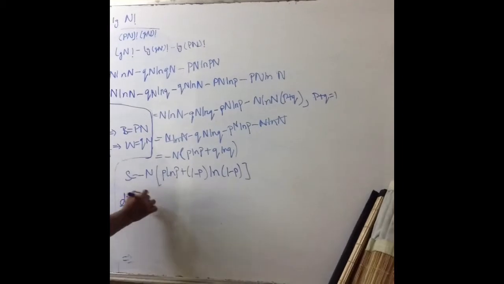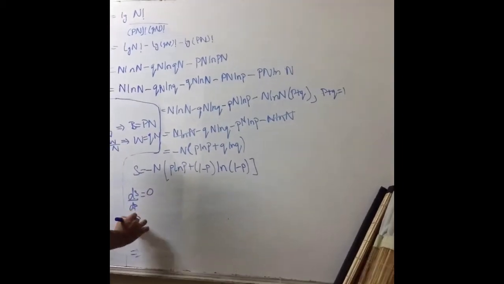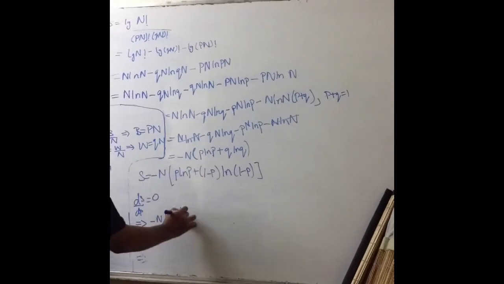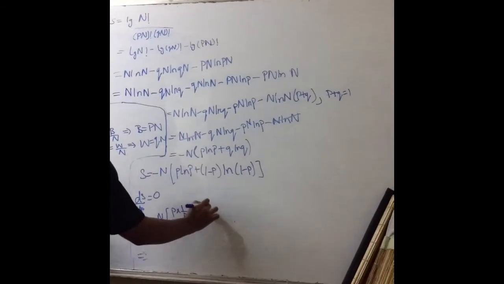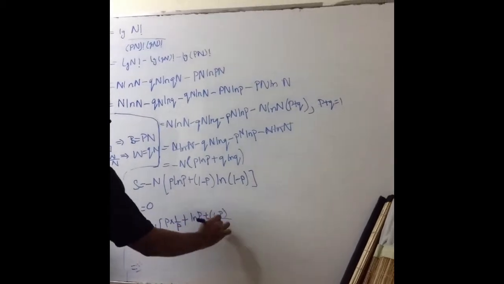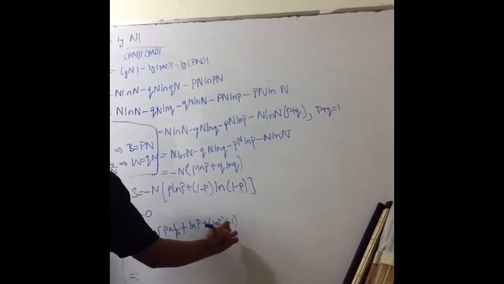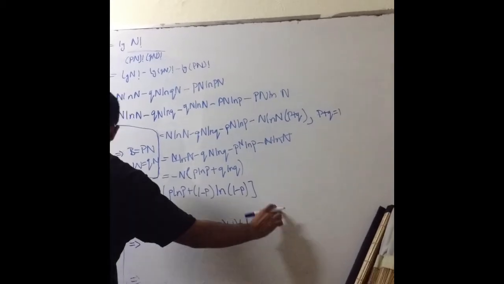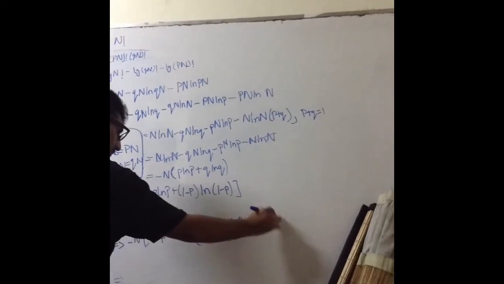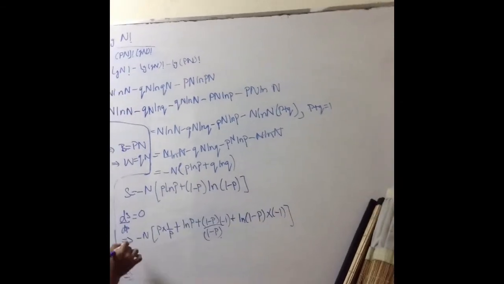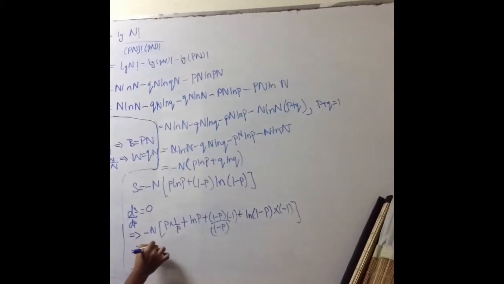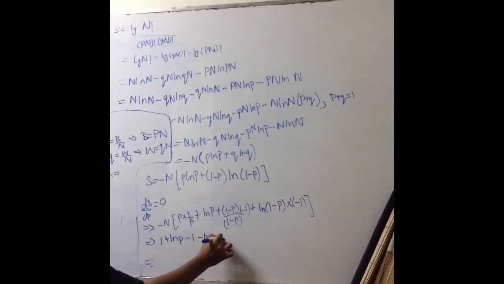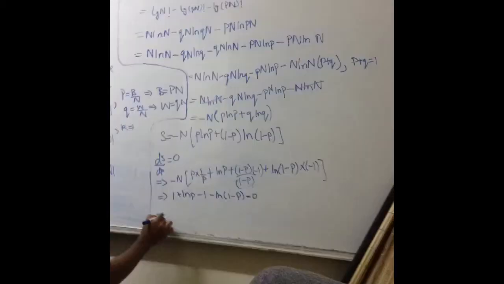So dS over dp is equal to 0. So we can move on. Minus n bracket p into 1 over p plus natural log p plus 1 minus p into minus 1 over 1 minus p plus natural log of 1 minus p into minus 1, bracket closed, is equal to 0. So it will give us 1 plus natural log p minus 1 minus natural log of 1 minus p is equal to 0.